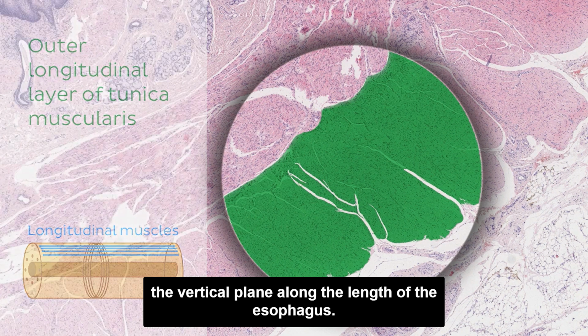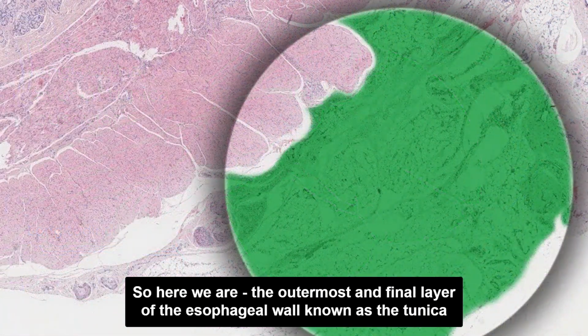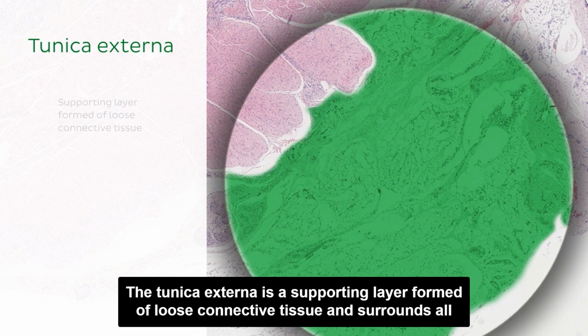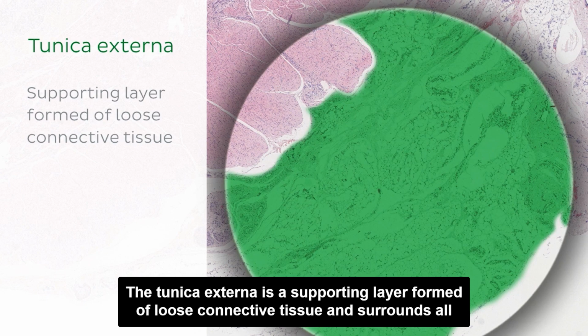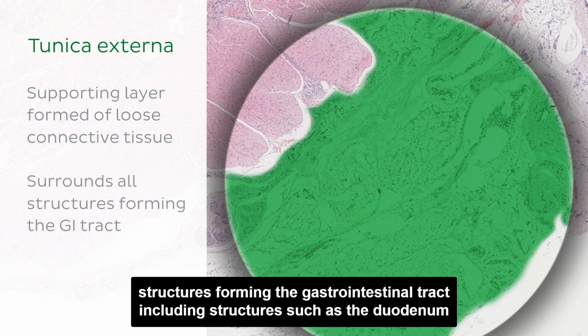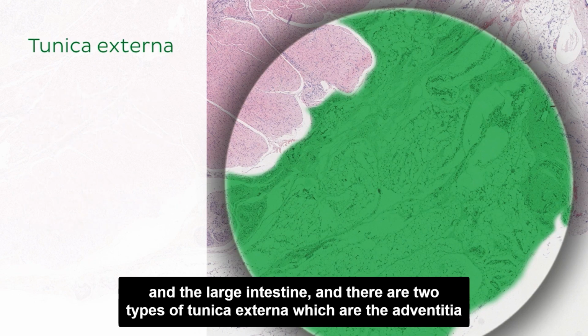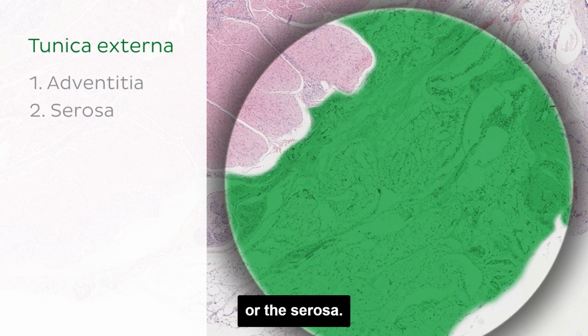the esophagus. So here we are, the outermost and final layer of the esophageal wall, known as the tunica externa. The tunica externa is a supporting layer formed of loose connective tissue and surrounds all structures forming the gastrointestinal tract, including structures such as the duodenum and the large intestine. And there are two types of tunica externa, which are the adventitia or the serosa.